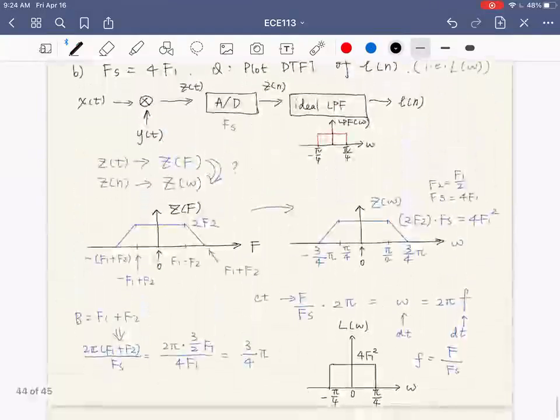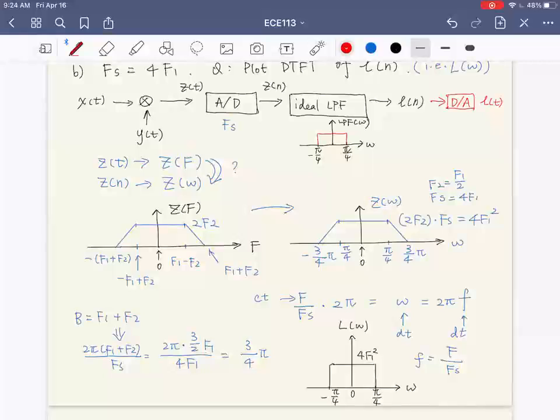But in reality, maybe we are interested in turning the L of n into L of t. So we have a D-to-A converter, and then let's say the fs is 4f1.